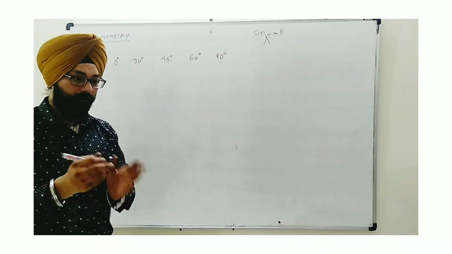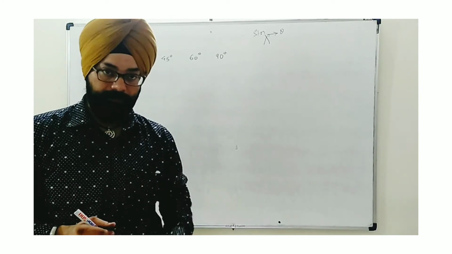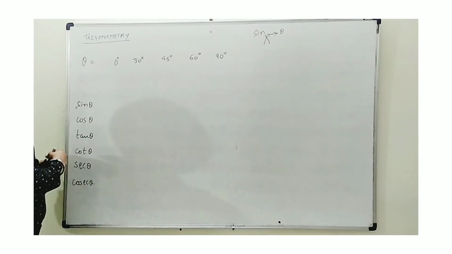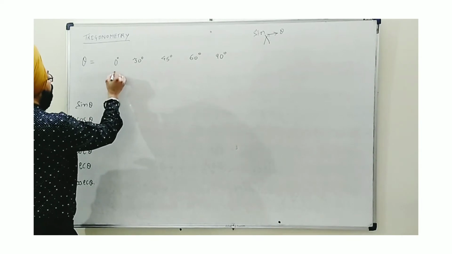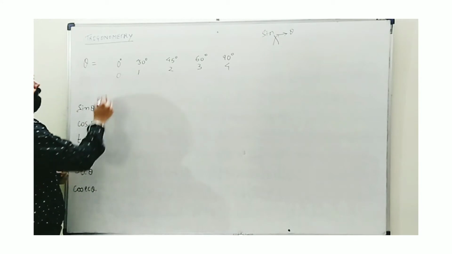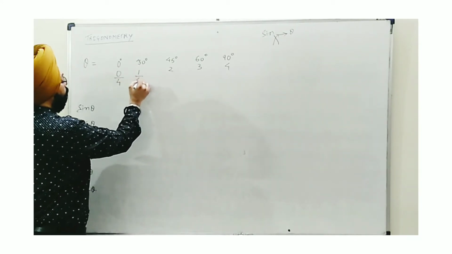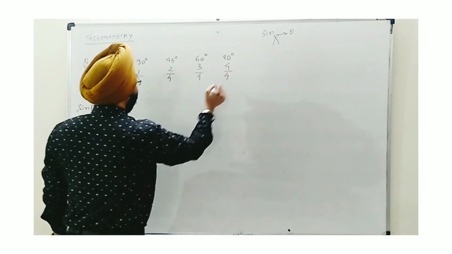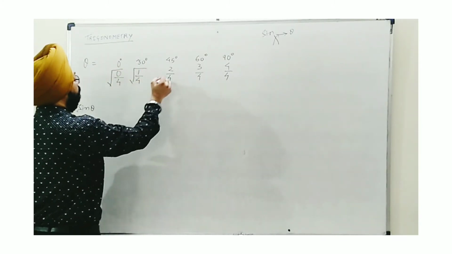I don't know what way you use, but for help, there is a very common way. Generally I have seen that people apply it, and it is easy also. How do we do it? Suppose we are forming the table, then here we can write 0, 1, 2, 3 and 4. Divide each by 4 and solve, taking square root of each.